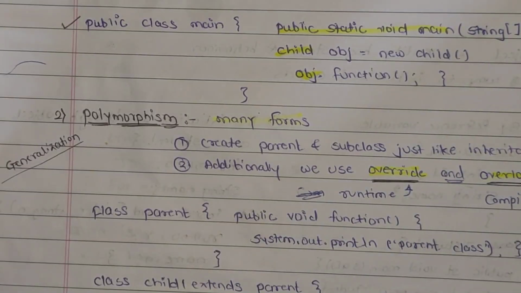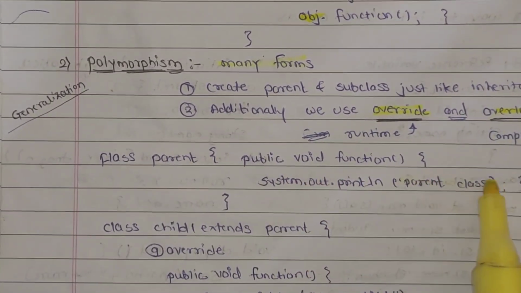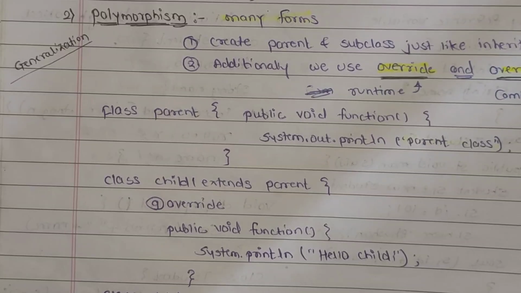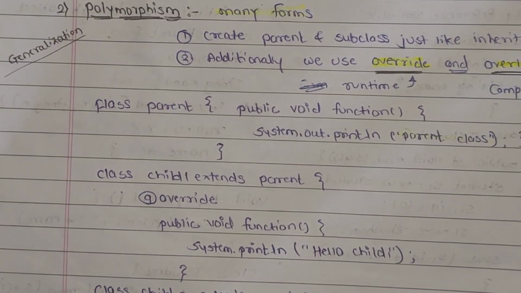Let's just see the code. We have one parent class with a parent class method, and a child class extending the parent. This method is getting overridden, and when we call the method, it will automatically give the child class's version. So this is polymorphism.